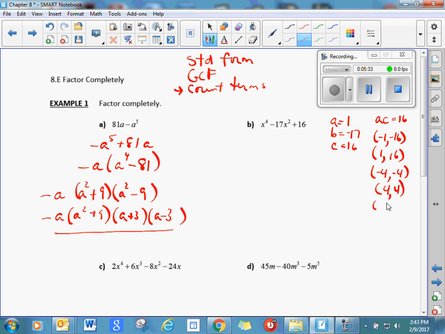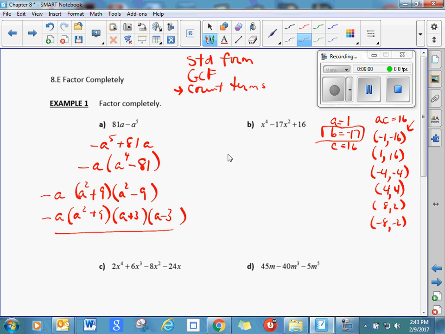So it could be what? 8 and 2, or negative 8 and negative 2. If you already see the pairing, because it's got to add to negative 17, if you have found your pair, which we did right here on the very first one, you don't need to keep going. You're done once you have found a pair of factors that multiply to positive 16 but add to negative 17.